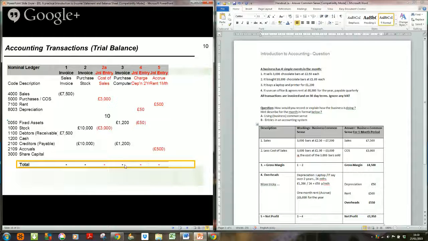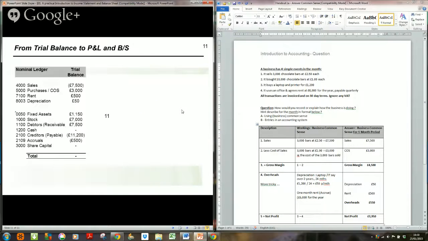Interesting thing you note here, each of these entries, double entry, equal and opposite. So every entry that's made into the system balances, and that's why it's called a trial balance. So you look at the totals and just make a note in terms of what these totals are here, because what we're going to do is take this trial balance to the next page. So 7.5, 3, 550. And this is the total that we've got.